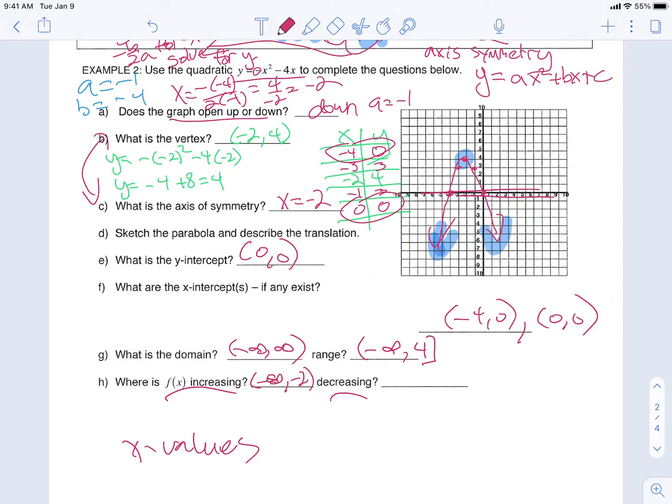Whoops. And going down from -2 to +infinity, because it's going off to the right.